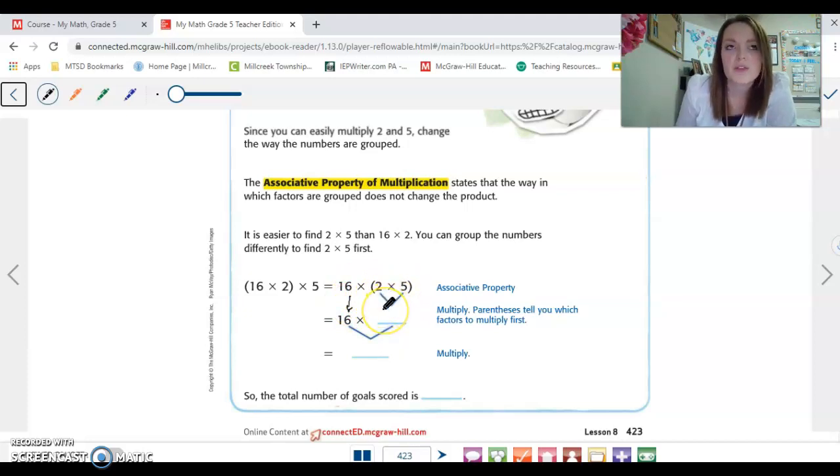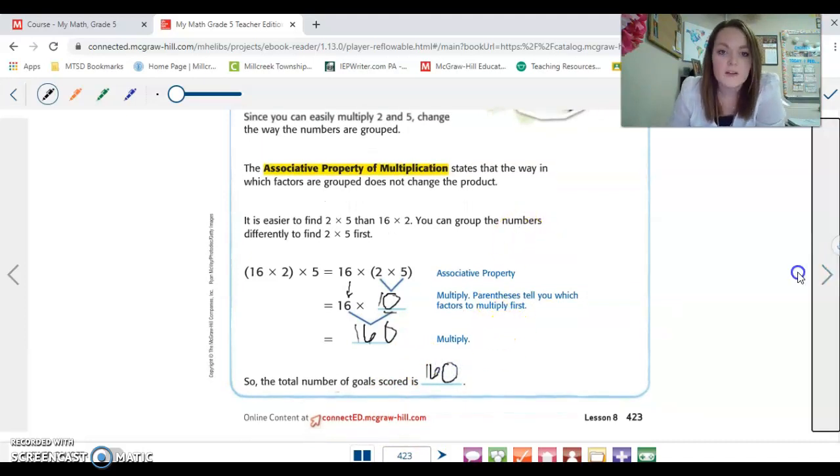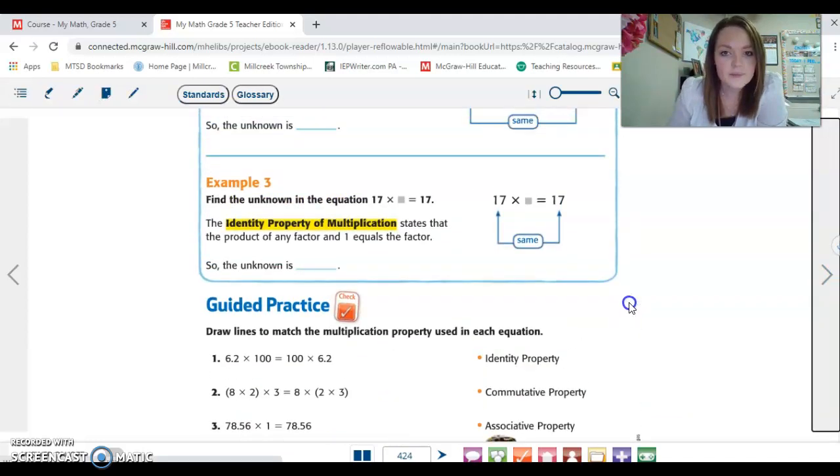2 times 5, count by 5, 2 times 5, 10. And then we can multiply 16 times 10 together. Remember, when we have a 0, we have 1 0. We can just put it at the end of our number, so our answer is 160. Or you could count 16 10 times, whatever works for you. They scored 160 goals. Wow, they are fancy. Let's look at our next page.